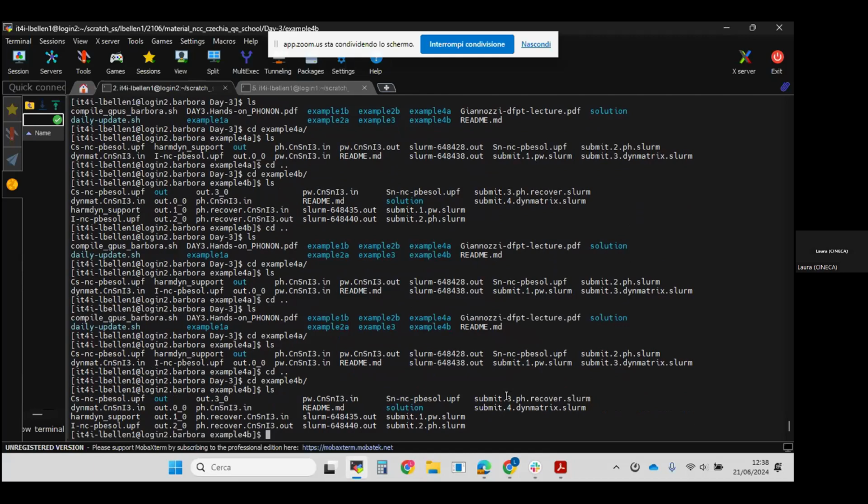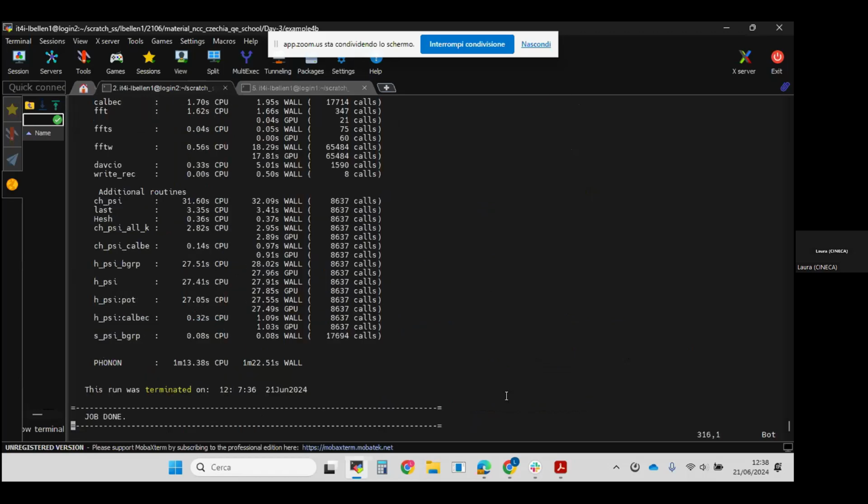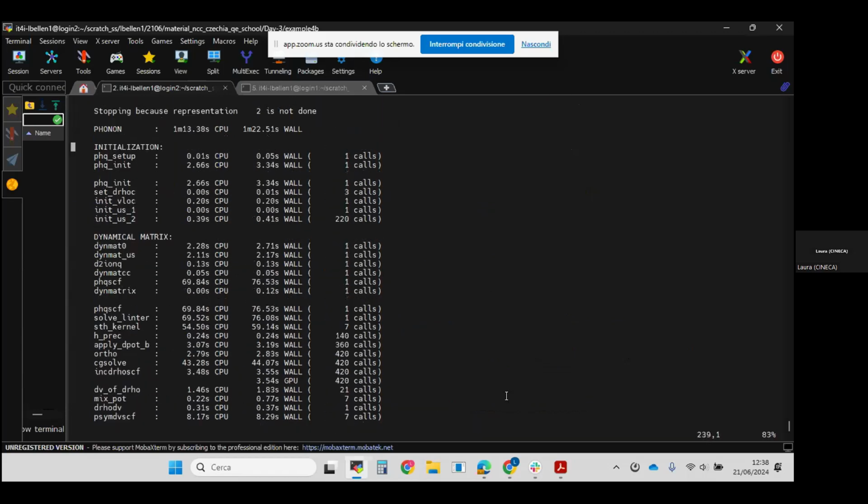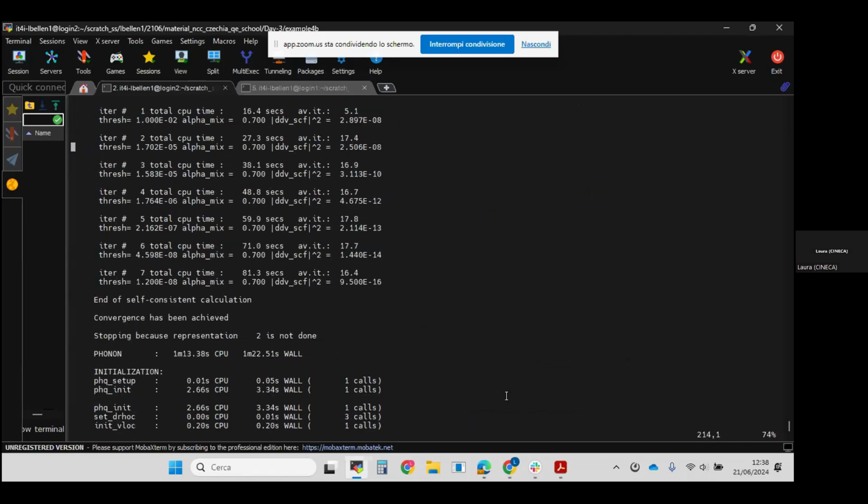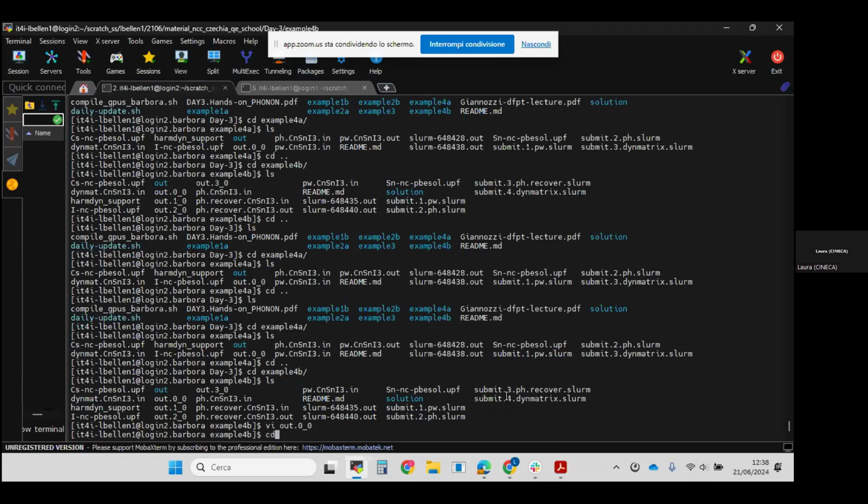Images implement independent calculations. Each image will compute its own contribution to the dynamical matrix according to the irreducible representations that it has. And if you look at the end of each log file, you will not find the phonon frequencies here, because this step, when you distribute on images, is not enough to compute the phonon frequencies. This step computes only the dynamical matrices independently.